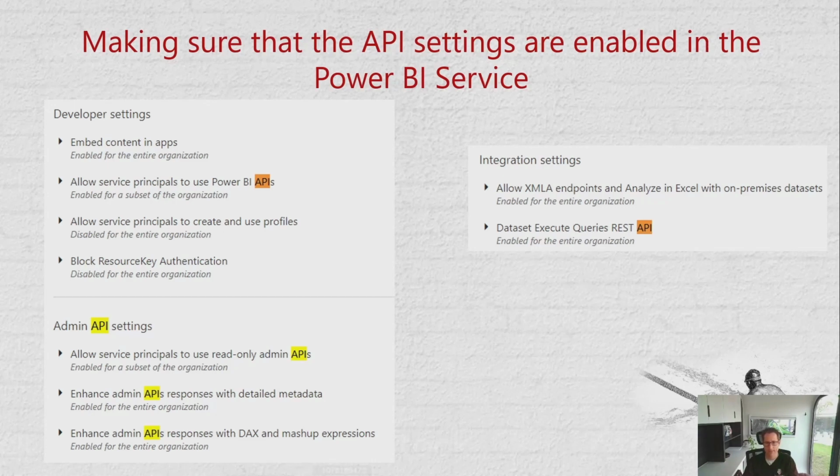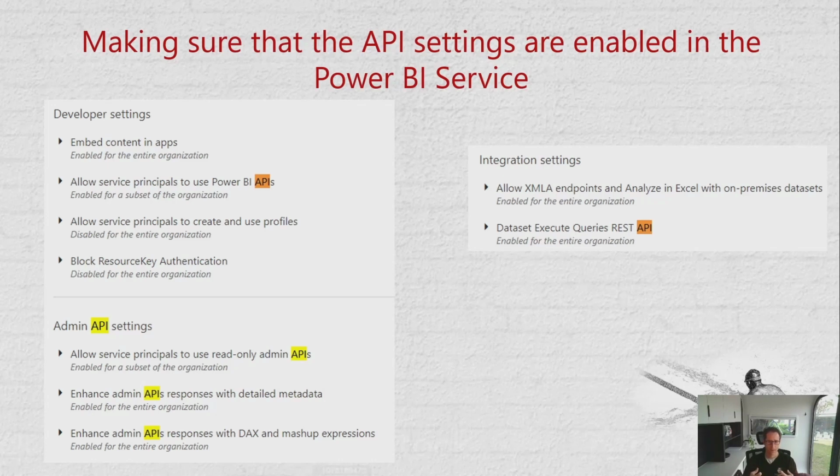Then under the admin API settings, you also have to allow service principals to use the read-only admin API. There's a whole lot of admin APIs, and when we talk about admin, it's administrative tasks, which means, as an example, the admin API can overlook the whole tenant. So again, you want to allow a service principal to be able to read from this so that you can get a whole lot of information. Then the enhanced admin API responses with detailed metadata is where they have a lot more information, as well as the next ones with DAX and M expressions.